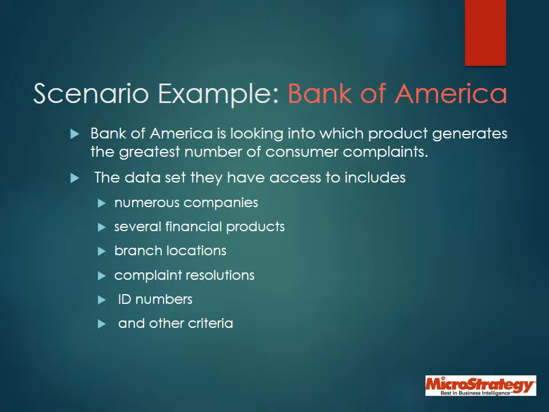The scenario we are using for this tutorial deals with Bank of America and their customer complaints. Specifically, Bank of America is looking into which product generates the greatest number of consumer complaints. The dataset we will be using contains information about numerous companies, several financial products, branch locations, complaint resolutions, ID numbers, and other criteria.